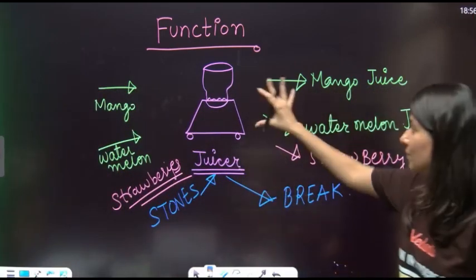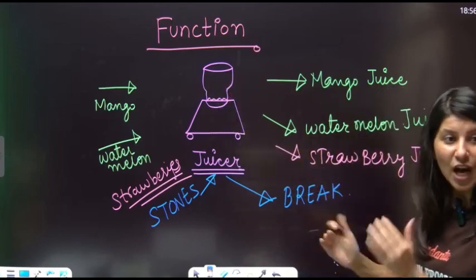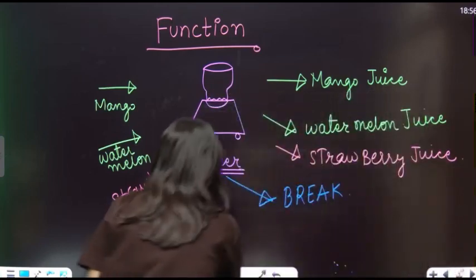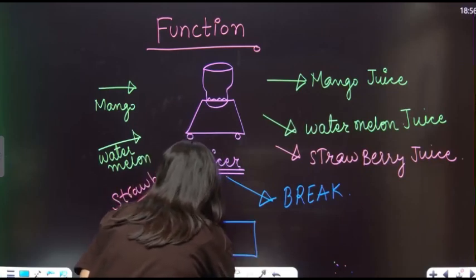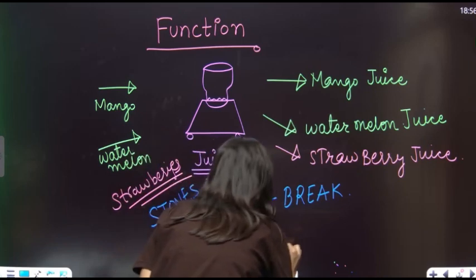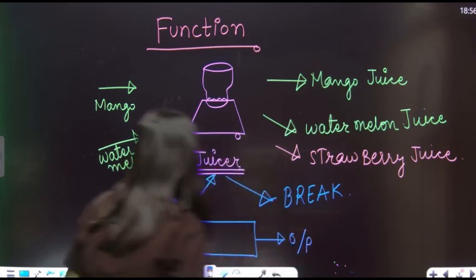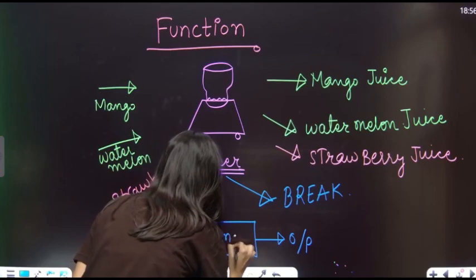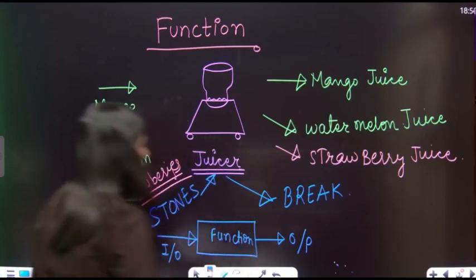This is a function basically. Now let me draw a mathematical diagram. So this is your function. You are putting an input and you are getting an output. Everybody, input, output. And this is your function. This is how a function operates.